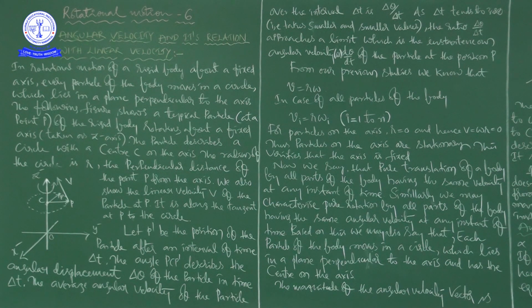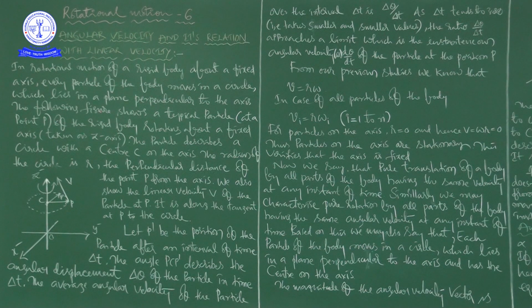Okay, that we will see now. So first I am explaining the picture, that is the figure. It is the x axis, y axis and z axis. It is the direction of linear velocity.